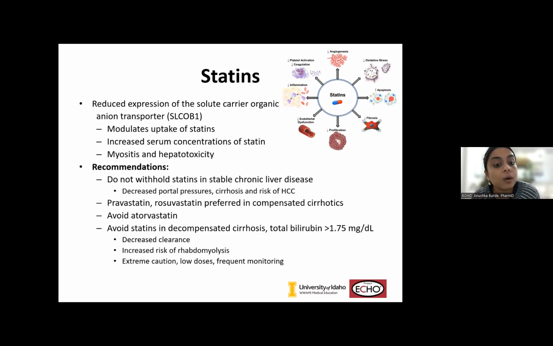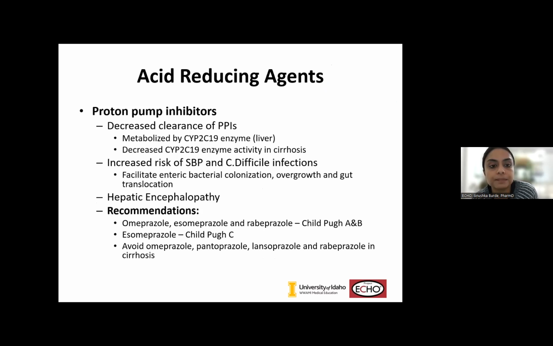Now, however, it is a different situation in decompensated cirrhotics, or if their total bilirubin is greater than 1.75, then you probably do not want to use statins in those patients and may consider the risks versus benefits and may have to consider stopping the statins in decompensated cirrhotics. So in general, do not stop yourself from initiating statins in patients who have liver disease as long as they are not decompensated.